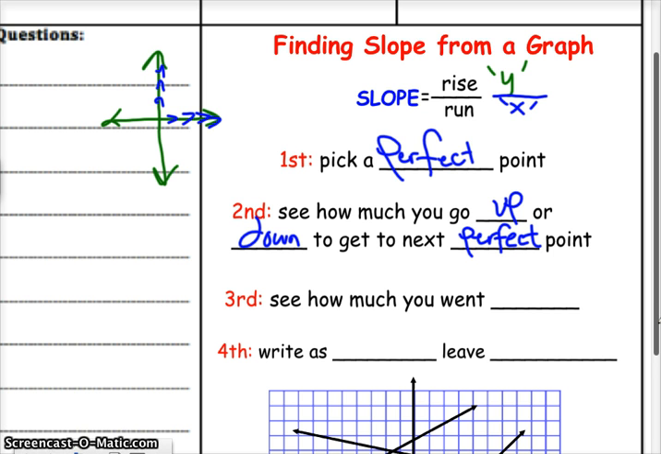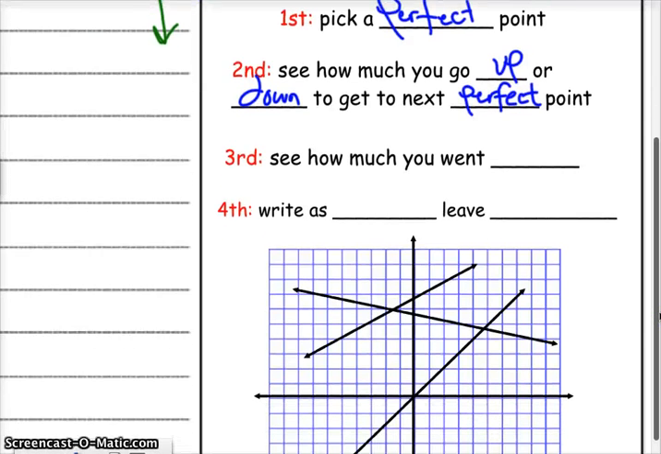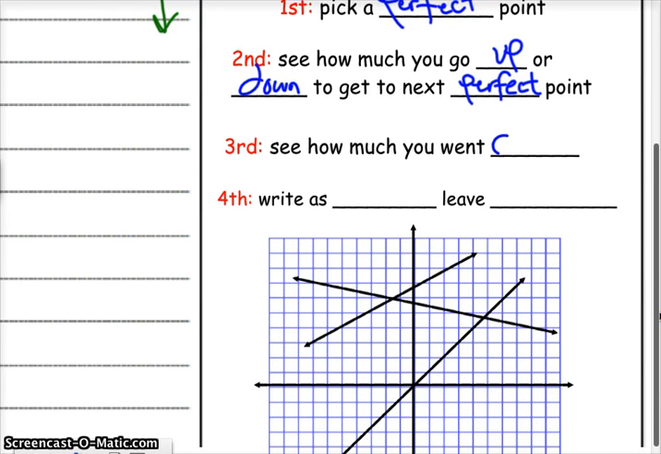A lot of kids put the run over rise. You just can't do that. You think up and then down, over. And then you want to see how much you went over. That's your x. So this is your y. That's your numerator. This is going to be our x. And then you write it as a fraction, always.